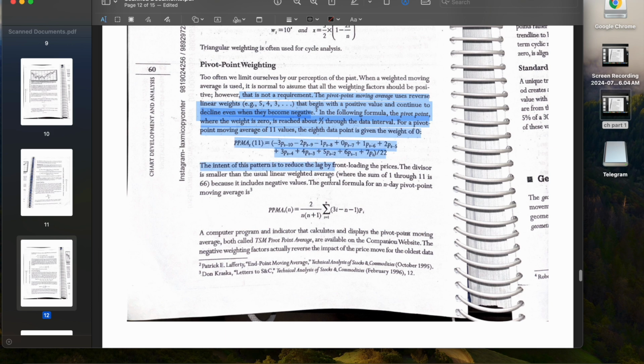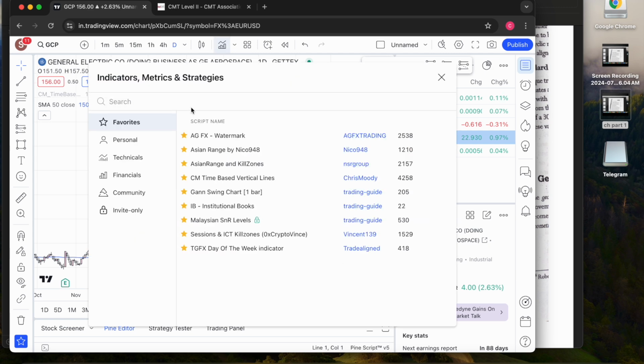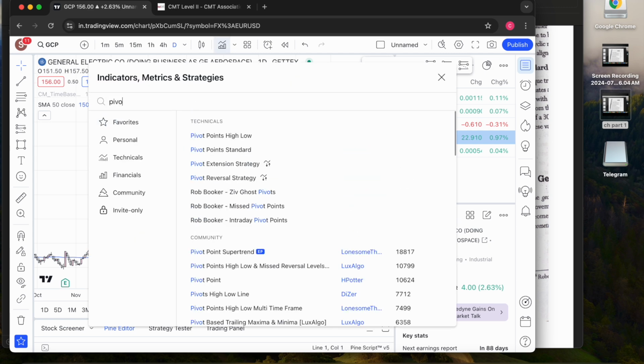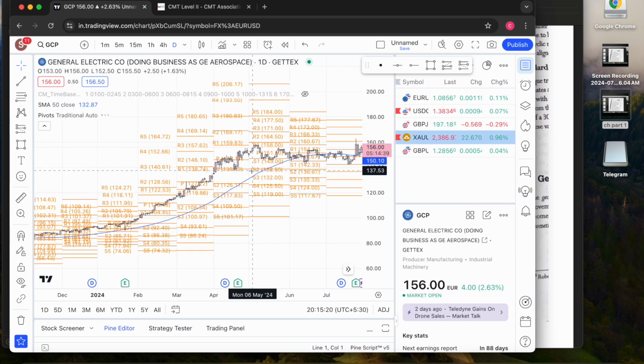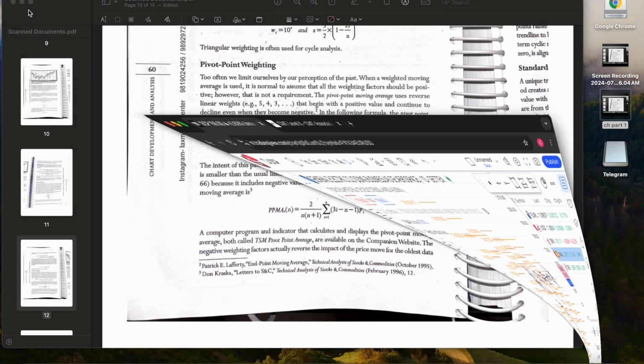Okay, and then we have the pivot point weighting. Now what are pivot points? If you ever use the pivot point indicators, then you will know that pivot points can be easily plotted on your charts. See, they give you the most important support or resistances. S1, S2, S3 are the supports. R is resistance. So pivot points are again very subjective in nature. So yeah, let's go back to the data.